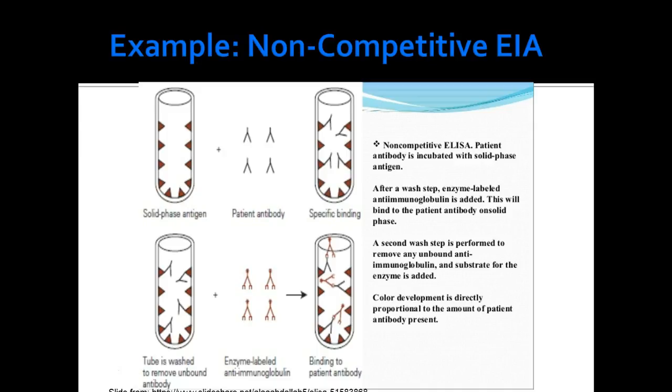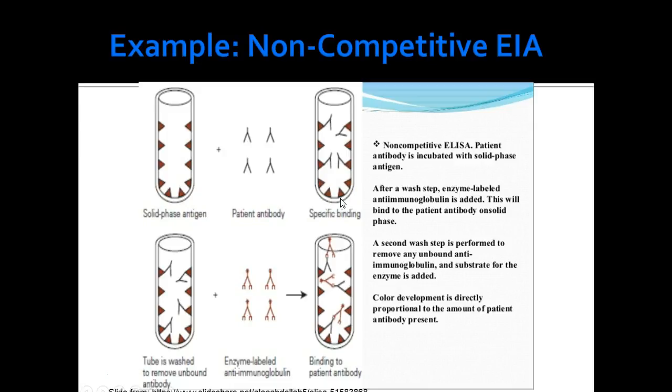Okay. So the first thing that we do is we use a test tube or a plastic cuvette, and it's going to have the solid phase antigen attached to the outside. We're going to add the patient sample, which contains the antibody. Let's pretend we're doing hepatitis B antibodies. In the patient sample, if they do have antibodies to hepatitis B, those antibodies are going to bind with those antigens on the side of the test tube.